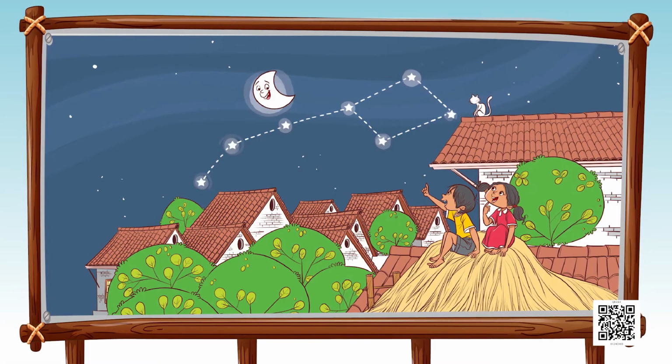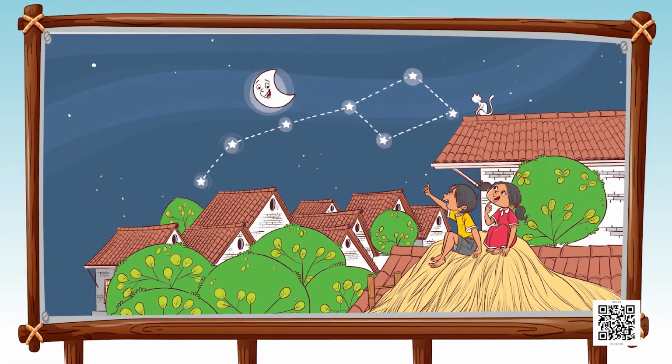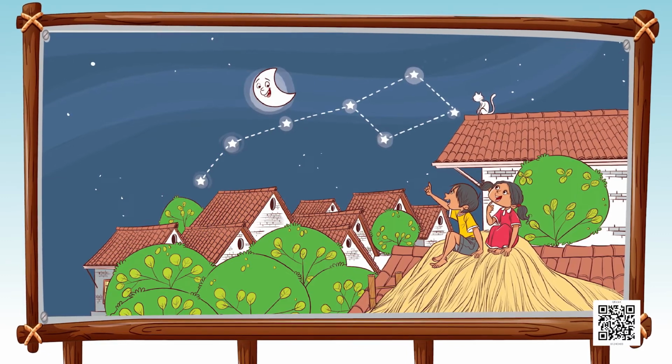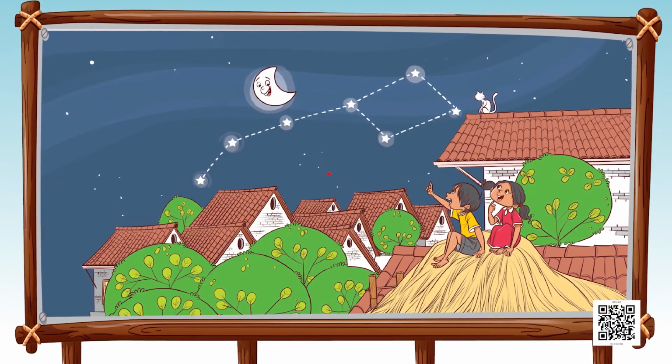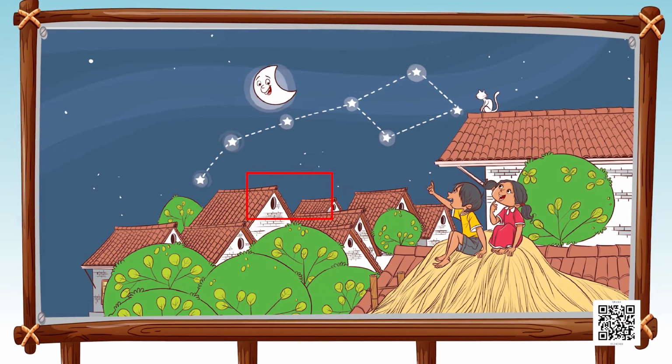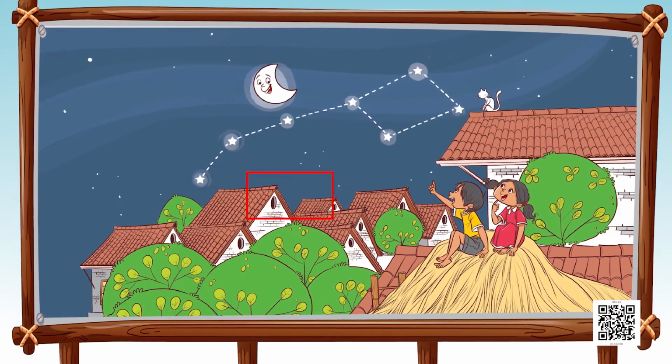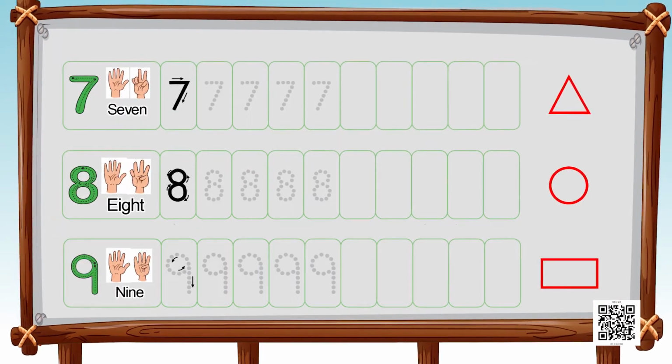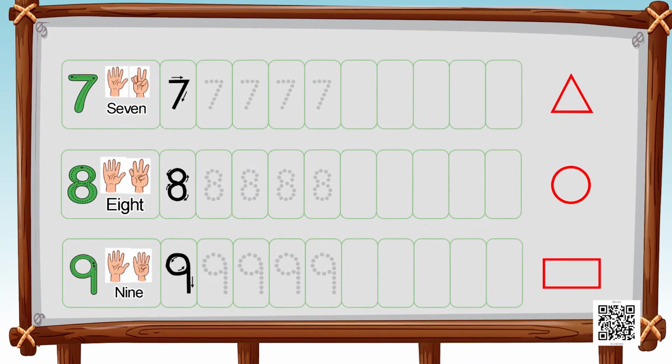Next, draw a rectangle around the objects which are 9 in number. So let's try to find out what all objects are there in the picture which are 9 in number. Draw a rectangle and then write down the number 9 on your sheets as it is shown on the screen.